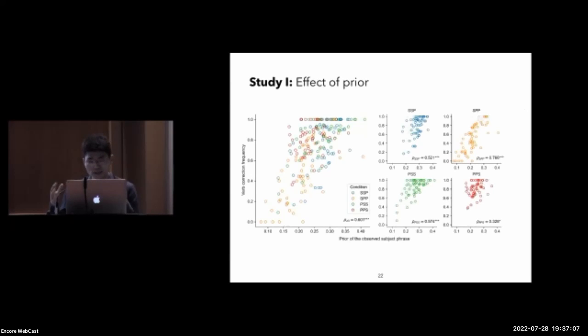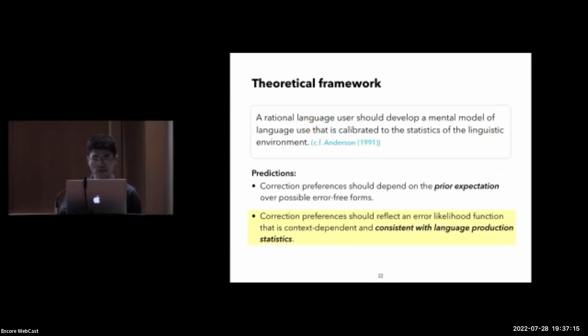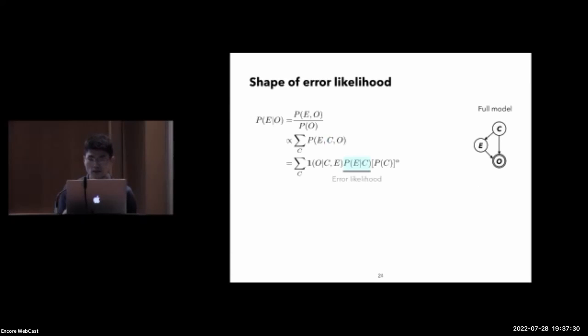Looking at subsets of the data by the type of mismatch, we also see similarly high correlations across different trial conditions. Now we're looking at the second prediction, which is about the calibration between humans' mental model of errors and the statistics in the language production environment. To do that, we will look at particular parameters in the error likelihood function of the model.